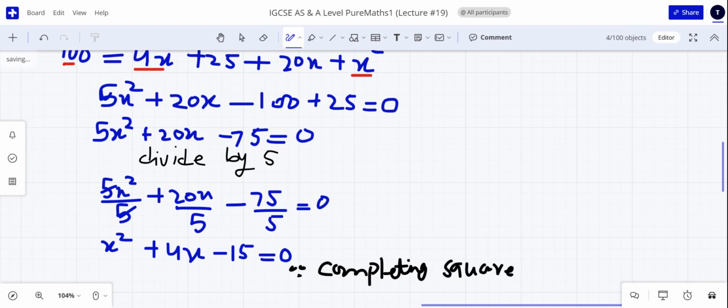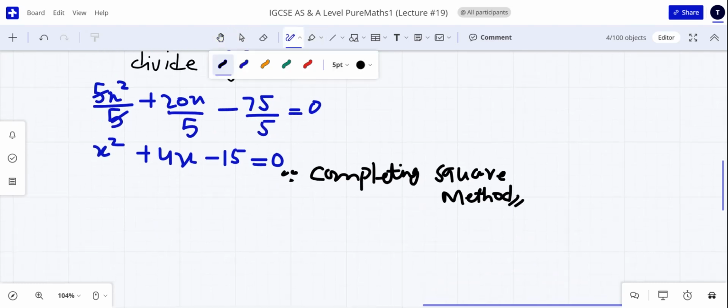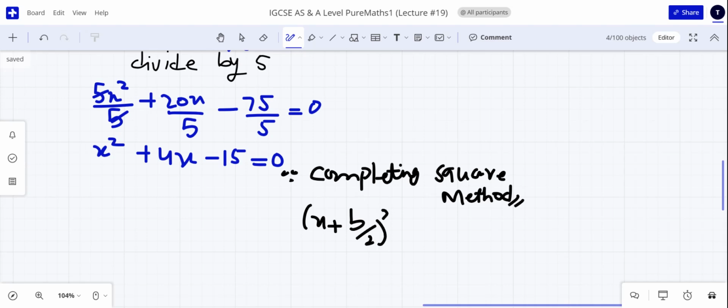So the completing square method has the formula: x plus b by 2 whole square, minus b by 2 whole square. To simplify by using the completing square method, first of all, we have to shift the constant value to the other side of the equal sign, so it becomes plus 15.